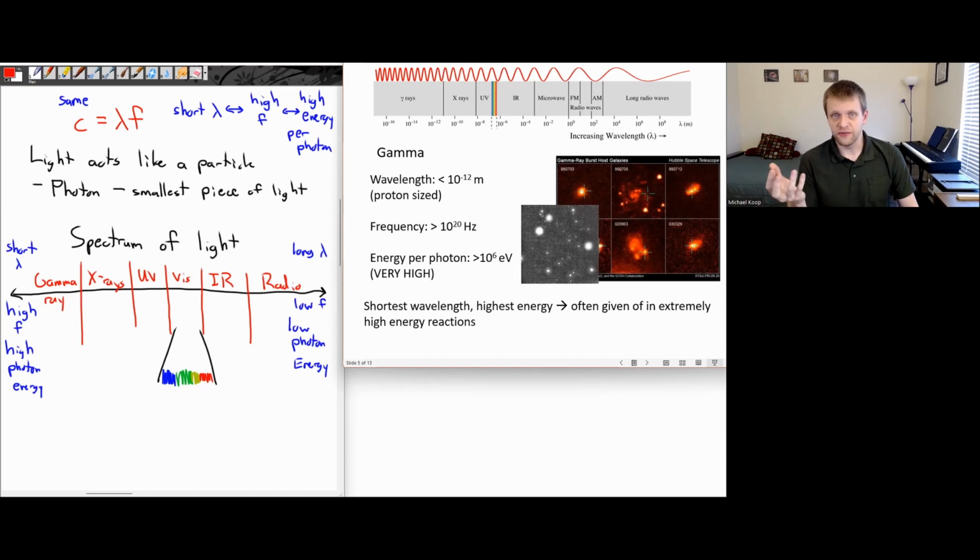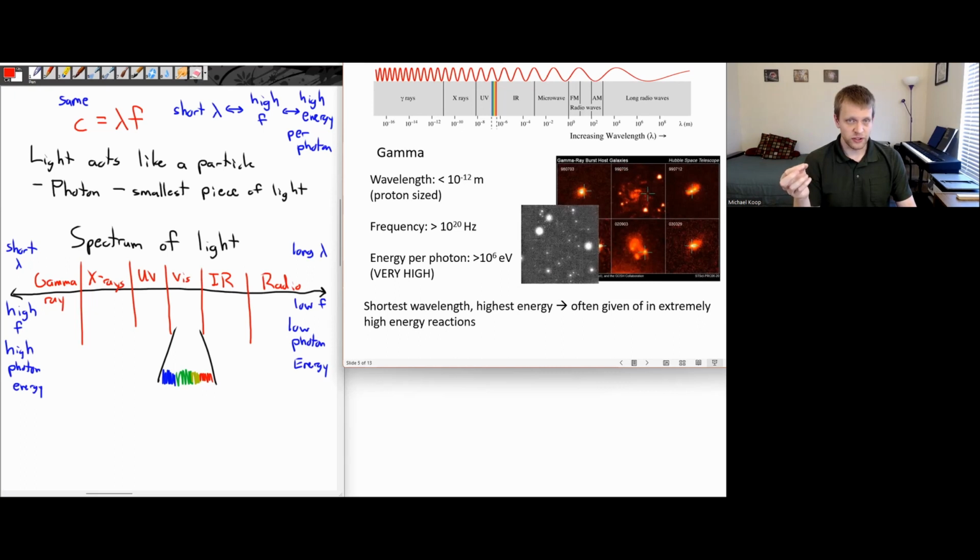So these are often given off in extremely high energy reactions, things like nuclear reactions. In fact, during the Cold War, there were a number of satellites placed in orbit around the Earth, looking at the Earth for gamma ray emissions. Basically, during the Cold War, there was a ban on nuclear weapons testing in the atmosphere. And since no one really trusted each other, we sent up satellites to monitor this. And they started getting some hits. They started detecting some gamma rays.